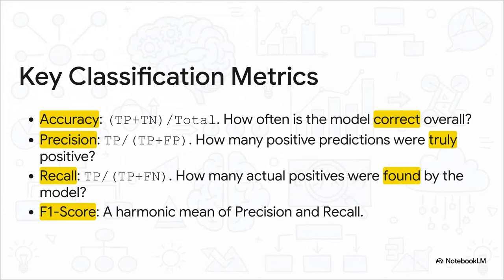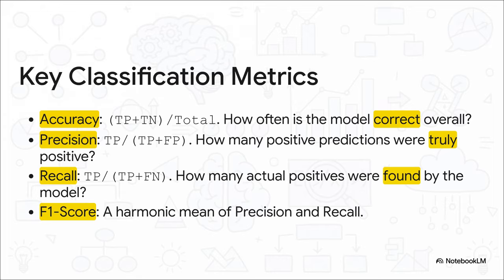Okay, let's put numbers to that matrix. Say out of 100 people, we get 8 true positives, 2 false negatives, 5 false positives, and 85 true negatives. Accuracy is just how often we were right. So 8 plus 85 divided by 100, that's 93%. Looks amazing, right? But hold on.